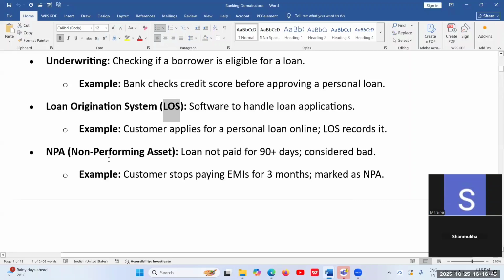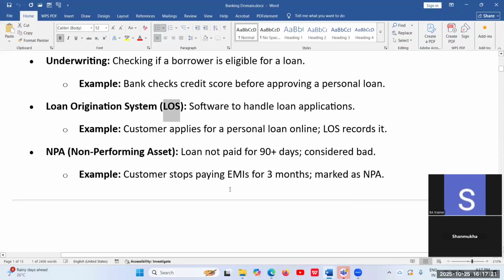And we have NPA. NPA means non-performing asset. A loan not paid for 90 plus days is considered bad. For example, Shanmuka, you have availed a 20 lakhs loan from the bank and you have not paid by the certain deadline. When you have not paid by the deadline, we will consider it a non-performing asset. So if someone was not able to repay by the specific deadline, or beyond the deadline, we will call it a non-performing asset.